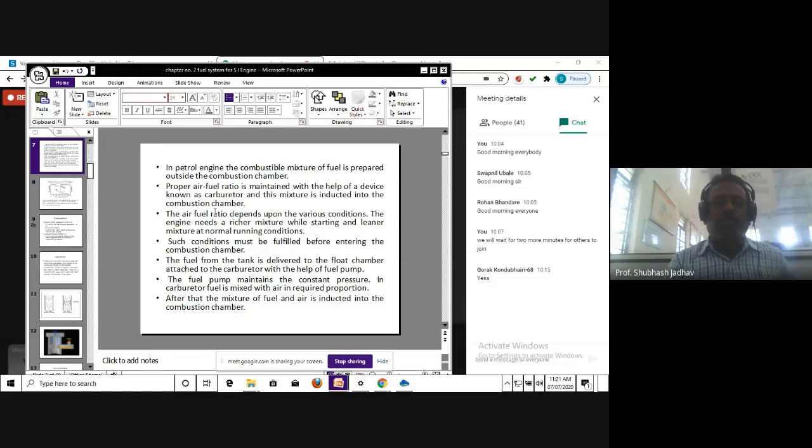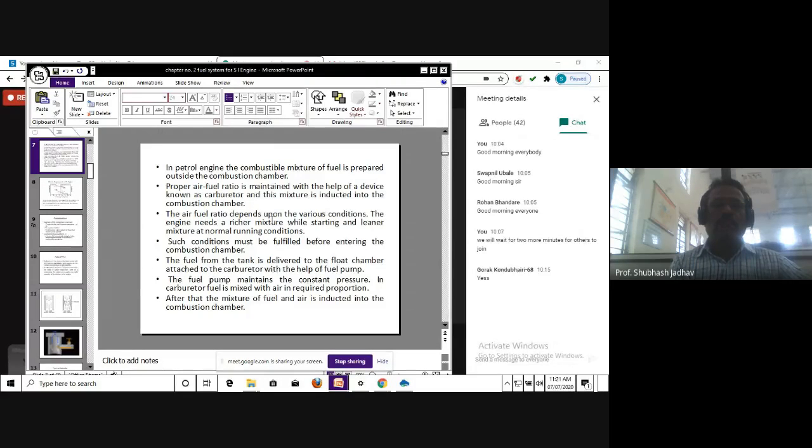Now the proper air fuel ratio is maintained with the help of a device known as carburetor. In one of the earlier slides, we said that the air fuel ratio has to be maintained properly. That is when we said we require a mixture of proper quality and proper quantity. Okay, so that is where we are talking of air fuel ratio. Here air fuel ratio means the quality of the mixture. So the air fuel ratio needs to be maintained properly with the help of a carburetor, and it is then inducted to the combustion chamber.